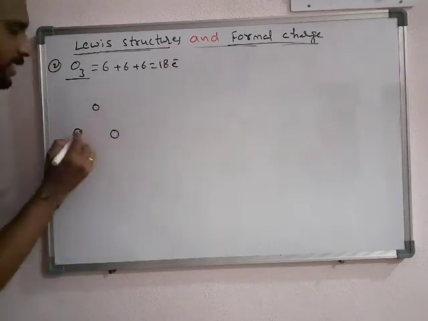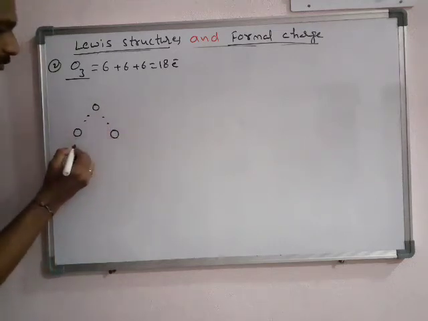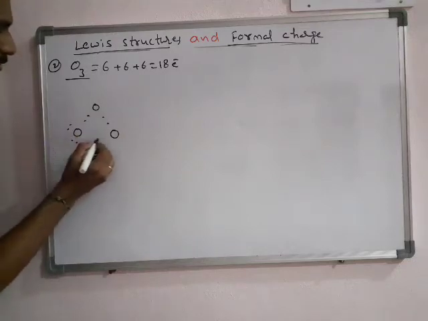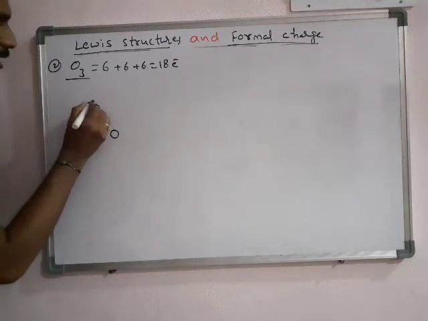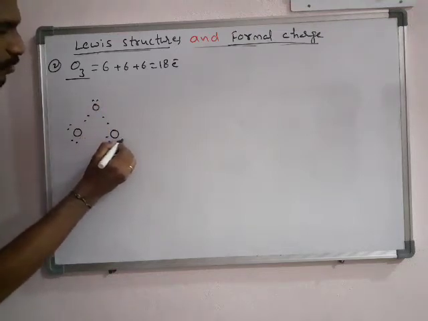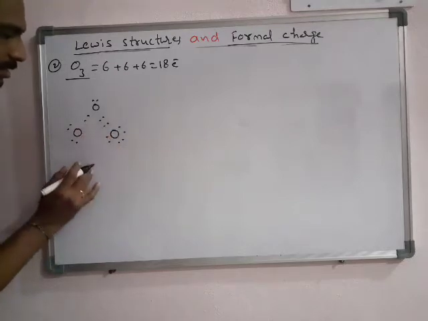Okay, so 18 electrons, first we share them like this: 1, 2, 3, 4, 5, 6, 7, 8, 9, 10, 11, 12, 13, 14, 15, 16, 17, 18.